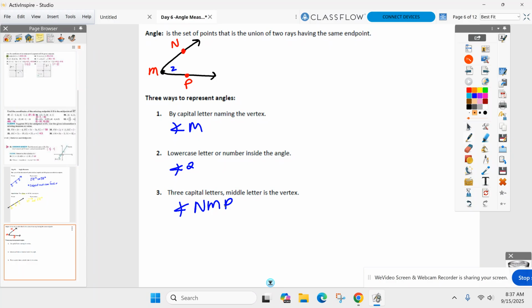You'll see why as we do a bunch of problems. Questions on how to name an angle now or what symbol to use? You don't have to have my little arc mark there. That's just how I roll sometimes. No questions?